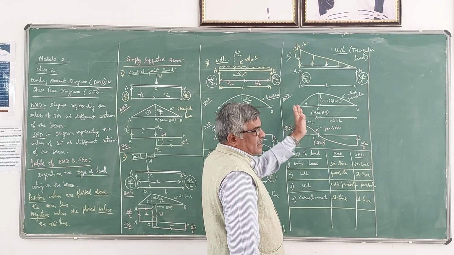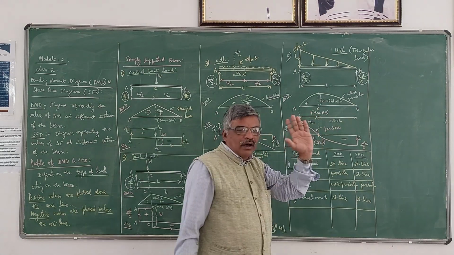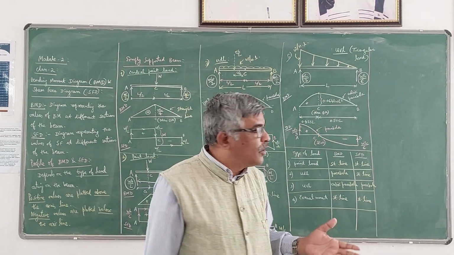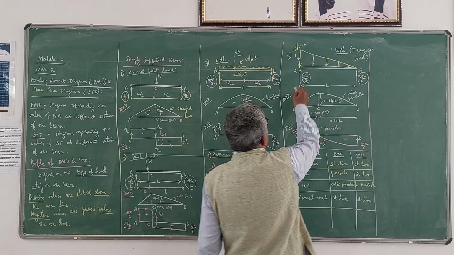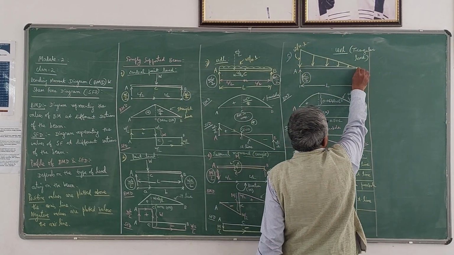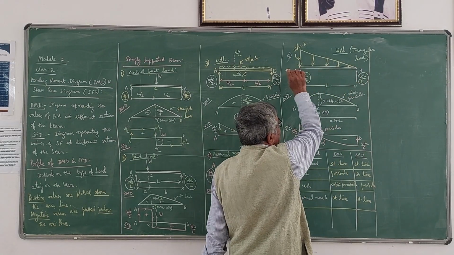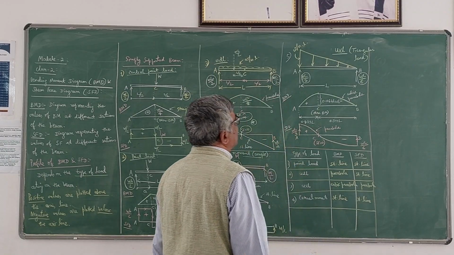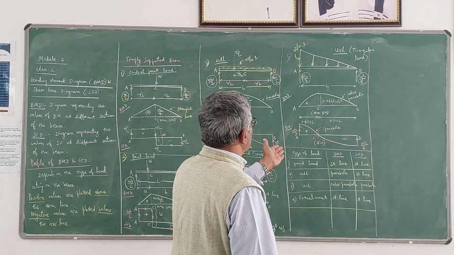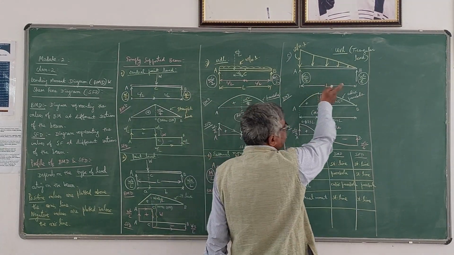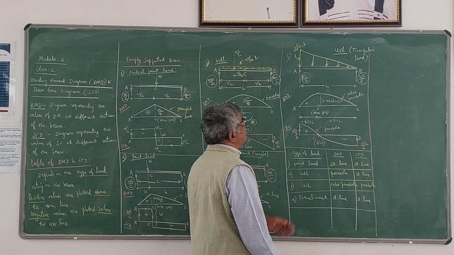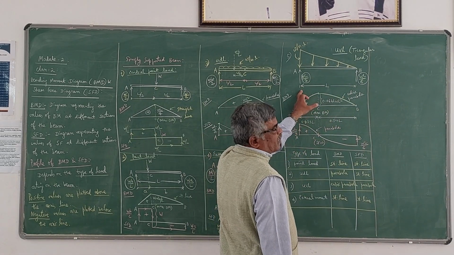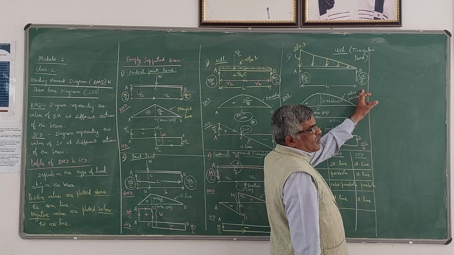Next, the fifth case is uniformly varying load or the triangular load. So it is having maximum value at A and 0 at B. So it is linearly varying. So uniformly varying load is also called triangular load. So reactions, after finding the reactions using equilibrium equations, WL by 3 you are going to get here, WL by 6 you are going to get here.